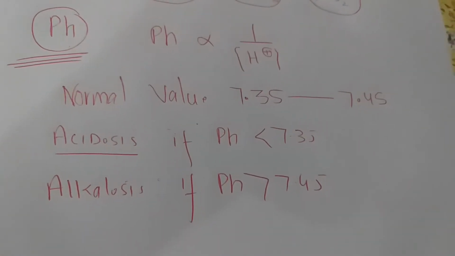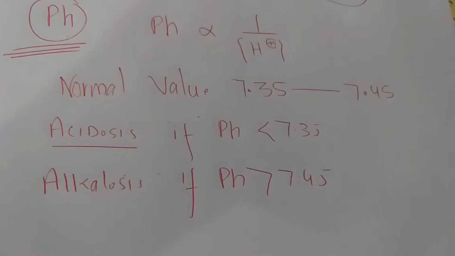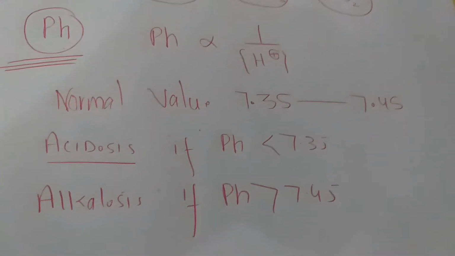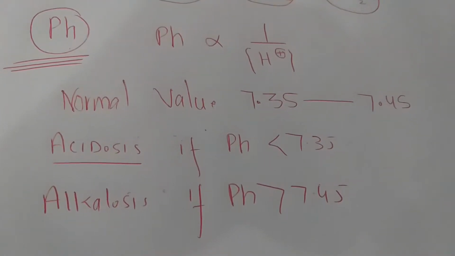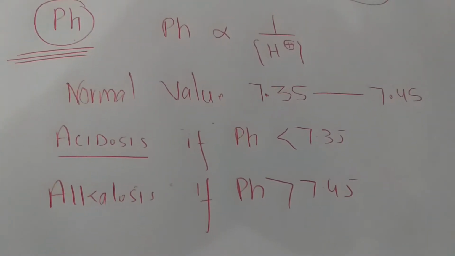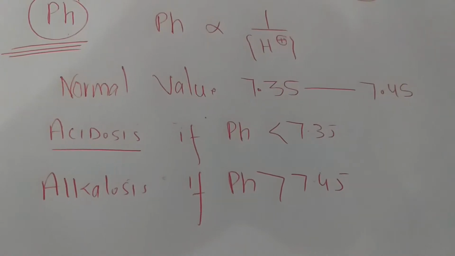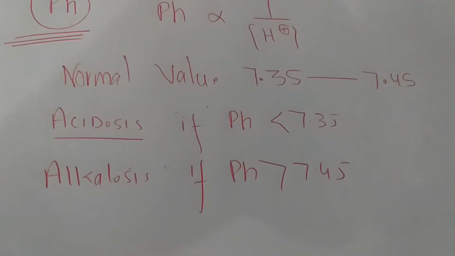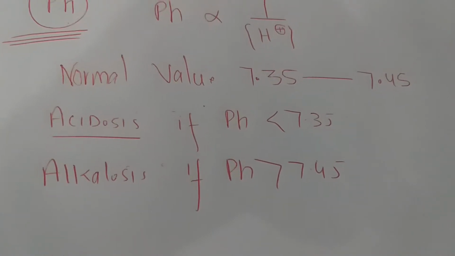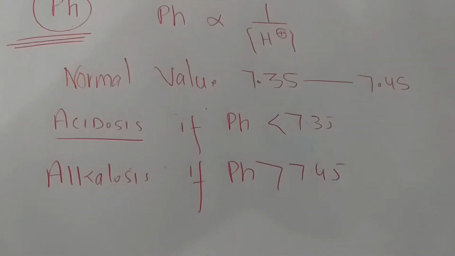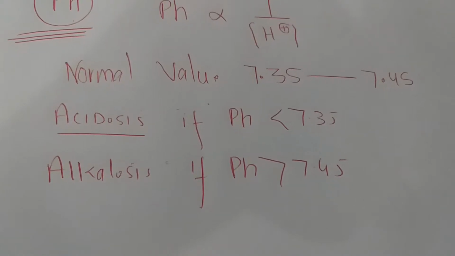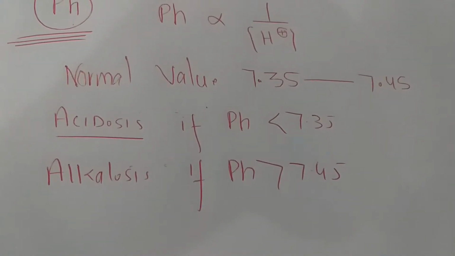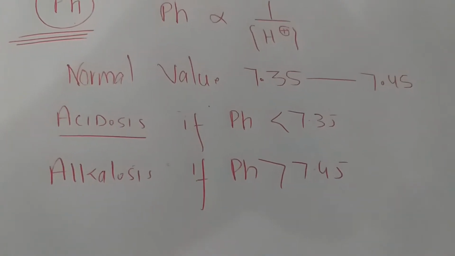If pH is less than 7.35 in the ABGs, we call it acidosis. If pH is more than 7.45 in the body, we call it alkalosis. The presence of hydrogen ion in the blood is known as acidemia, and the lower concentration of hydrogen ion in the blood is known as alkalemia. But the condition wherein pH is less than 7.35 is known as acidosis, and the condition where pH is more than 7.45 is known as alkalosis.